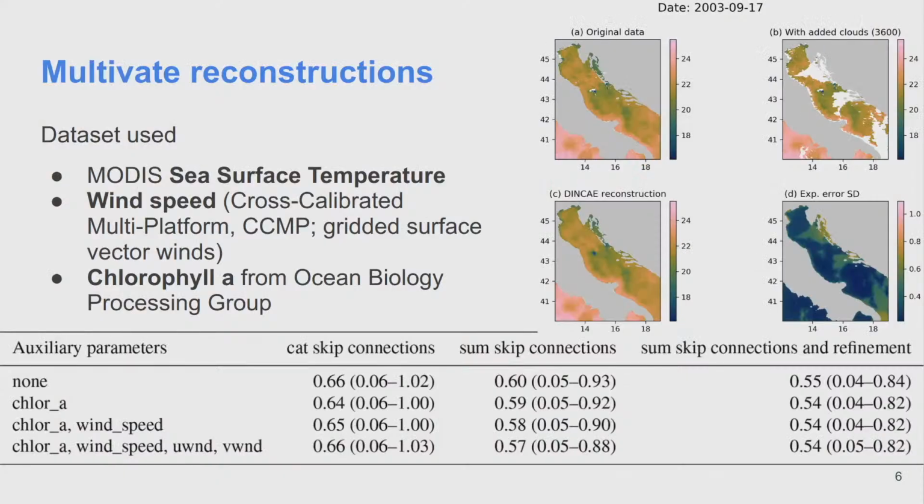And so we applied this to sea surface temperature. Here, this is a case from the Adriatic, also Mediterranean Sea, and it's quite easy to include other parameters that we know are related.